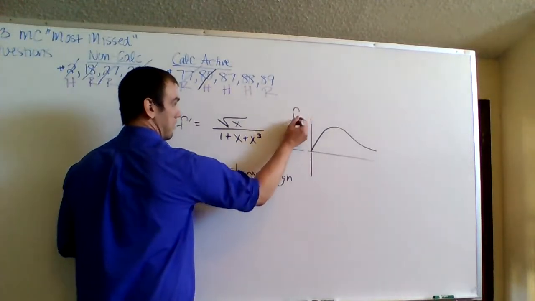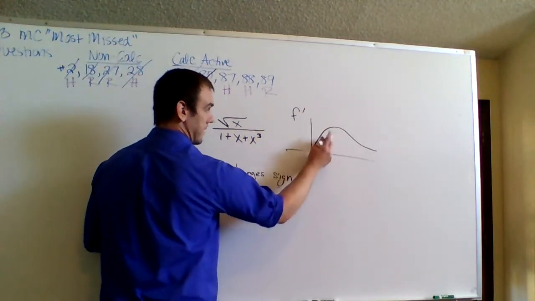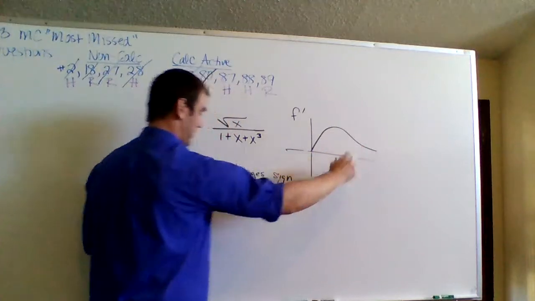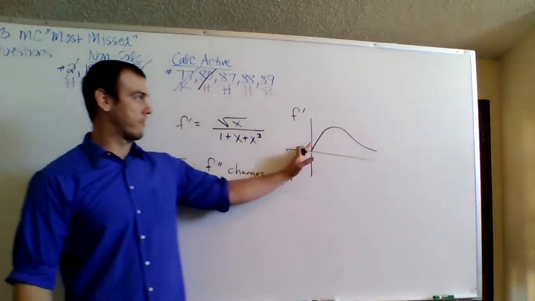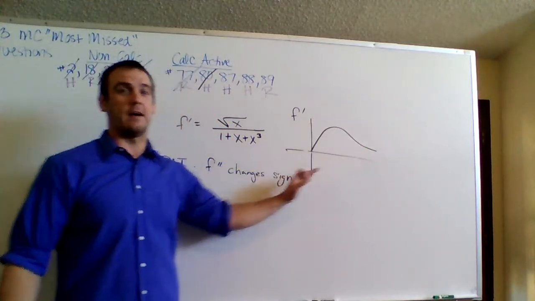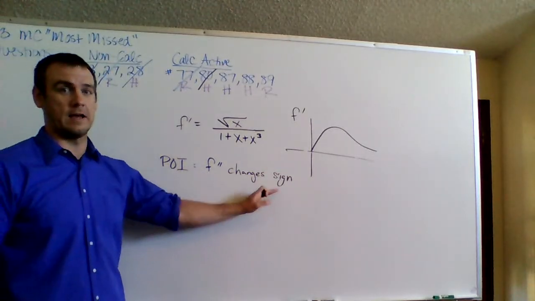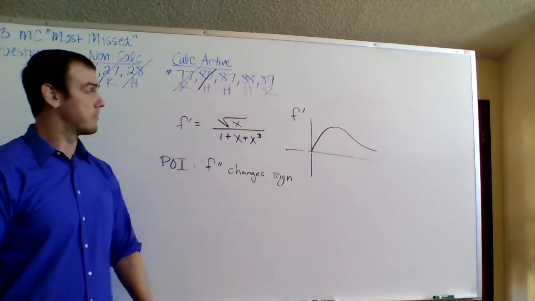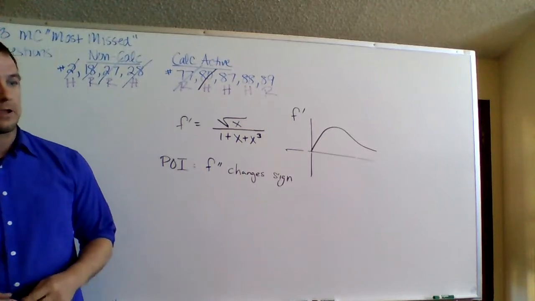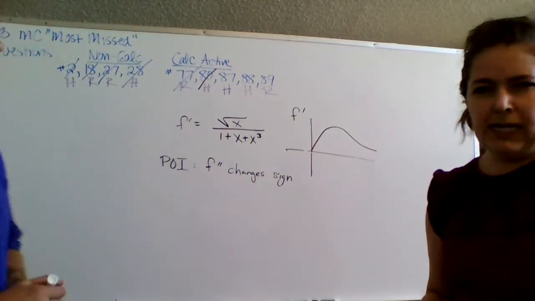This is f prime. F prime is increasing and then decreases. Well, when it changes from increasing to decreasing, isn't that when my second derivative is changing sign? So you go ahead and look at it on the calculator here, and kind of giving you some hints.